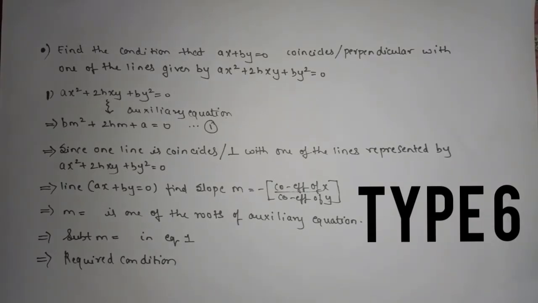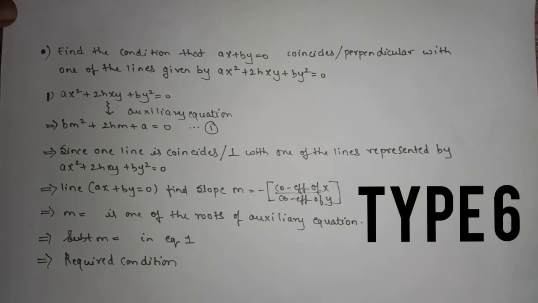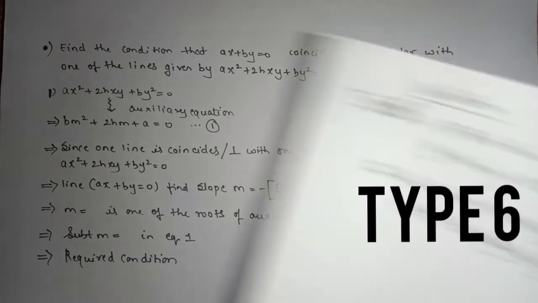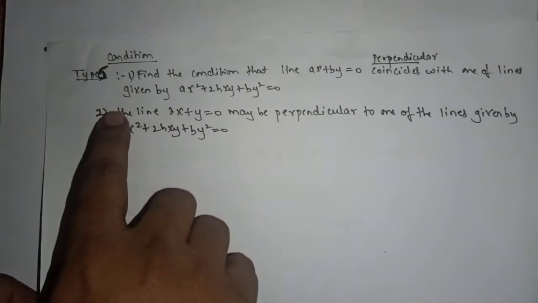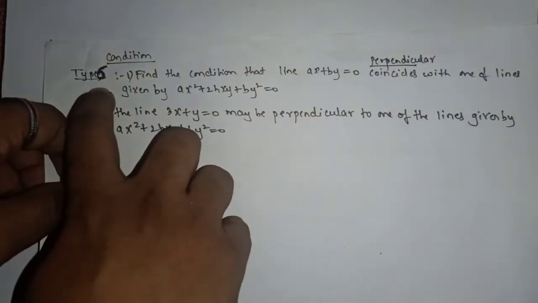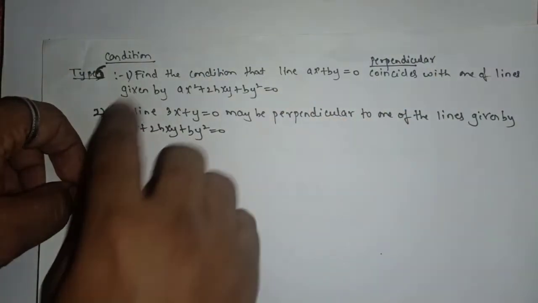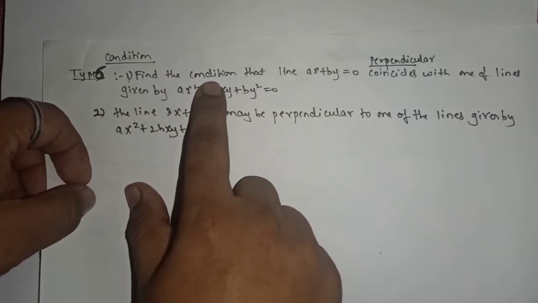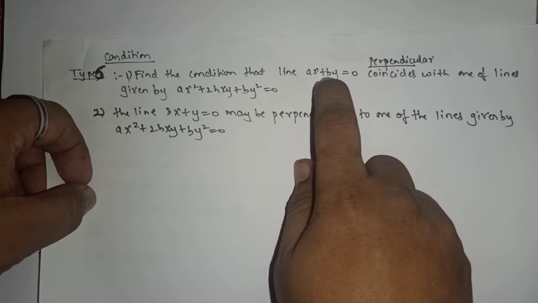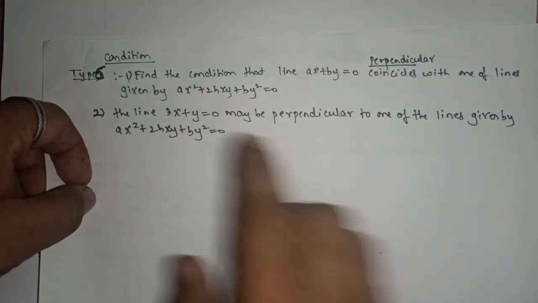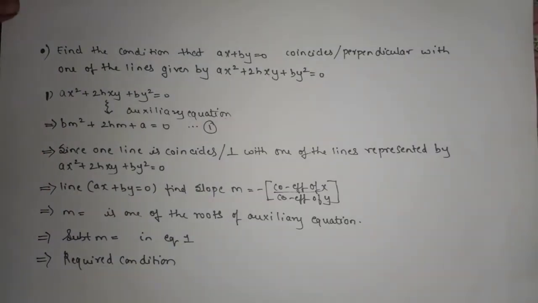Hello students. So now in this lecture we'll see the new concept, the new type, that is type number 6, based on condition. So remember this type number 6 as condition, where we have to find the condition when you have a line, a linear equation, and a quadratic equation. So yeah, we'll see the concept first.